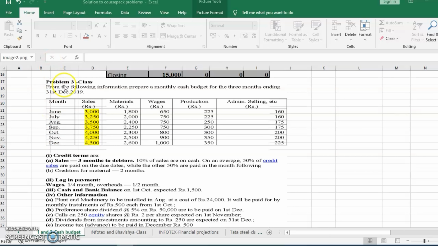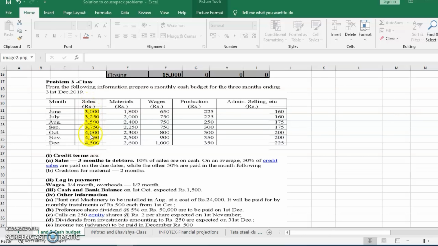The question is: from the following information, prepare a monthly cash budget for the 3 months ending 31st December 2022. Month: June, July, August, September, October, November, December. Sales: 3,000, 3,250, 3,500, 3,750, 4,000, 4,250, 4,500.